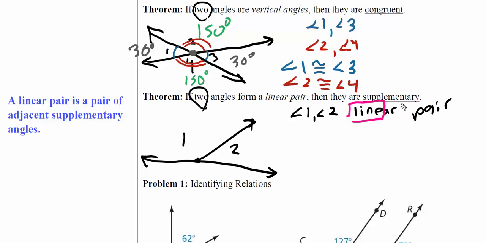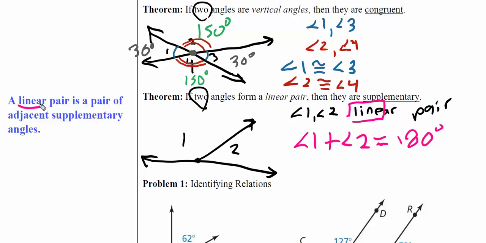It's supplementary. So we could also write the following statement. Angle 1 plus angle 2 is 180. Now, this might look familiar because a few minutes ago we talked about supplementary. This is a special type of supplementary. It's called a linear pair. And a linear pair is a pair of adjacent supplementary angles.